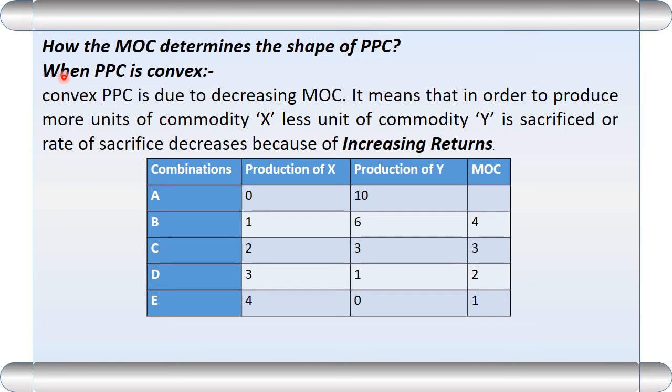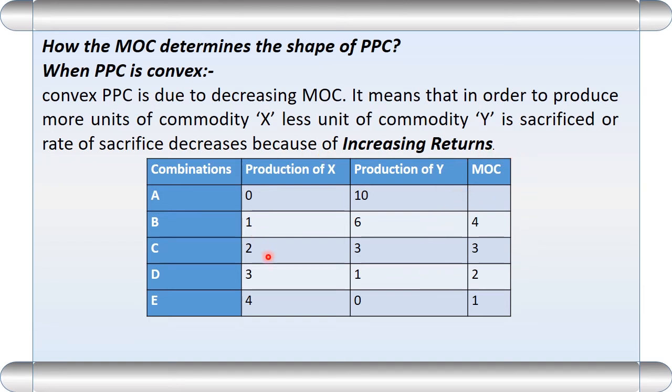Let us see when the PPC is convex. PPC will be convex when the marginal opportunity cost is decreasing. Here we can say marginal opportunity cost is decreasing: 4, 3, 2, 1. It is decreasing, yes or no? So we can say that if the marginal opportunity cost is decreasing, the shape of the PPC will be convex. The question is, why, if it is decreasing, why and how can the shape be convex?